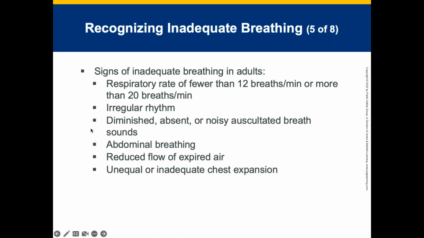Right? Signs of inadequate breathing in adults are also a respiratory rate of fewer than 12 or more than 20, an irregular rhythm, diminished, absent, or noisy auscultated breath sounds, abdominal breathing, reduced flow of expired air at the nose and mouth, unequal or inadequate chest expansion. Put your hands on each side of the chest, underneath the breasts of a female or pectorals of a male. Spread your fingers apart and have them take a deep breath in and out and feel that expansion. Make sure they're equal on both sides. Don't just look, you have to touch your patient.